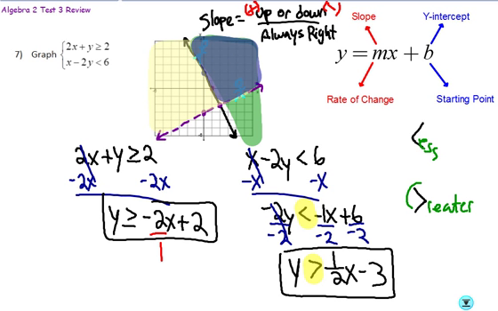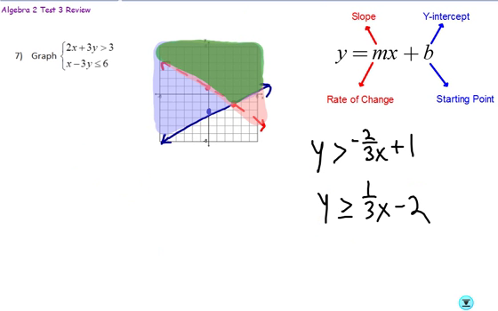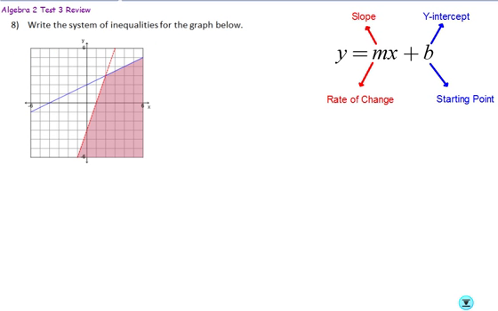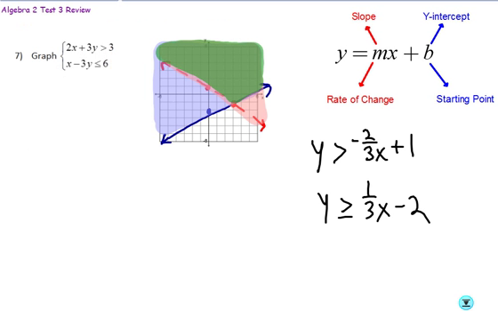All right, so let's check what you got for number 7. Those should have been your 2 inequalities. y greater than negative 2/3 x plus 1, y greater than or equal to 1/3 x minus 2, and then you should have a graph that looks like that. All right, so that finishes up number 7, so let's go ahead and move on to number 8.